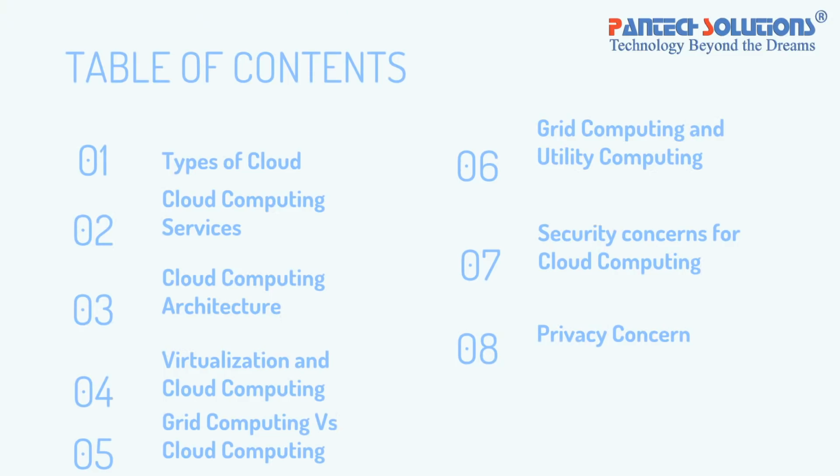Let me enter into the session of cloud computing. Before that, I would like to tell you the table of contents of today's webinar: the types of cloud, cloud computing services, cloud computing architecture, virtualization and cloud computing, grid computing versus cloud computing, and grid computing and utility computing. We are covering almost 90% of cloud based technology, including virtualization of cloud computing and privacy concerns. These are the main topics we are covering today. If you attend this full webinar, you will definitely come to know what cloud computing is.